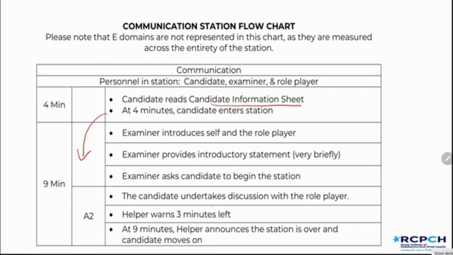The candidate will undertake the discussion with the role player, and there will be a warning knock at the door at the end of 6 minutes, that the last 3 minutes are left. At the end of the 9 minutes, the helper will announce that the station is over and the candidate will move on to the next station. The examiner will not ask any questions to the candidate.